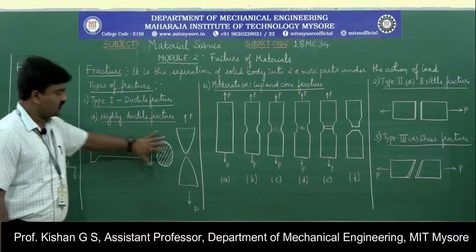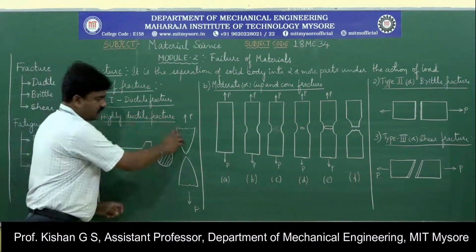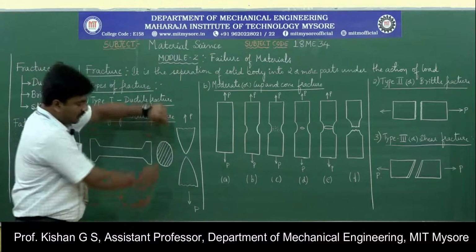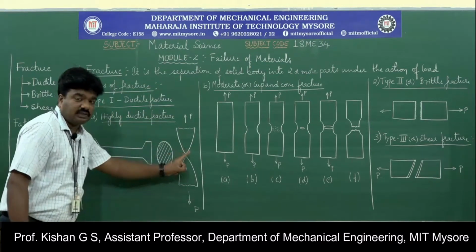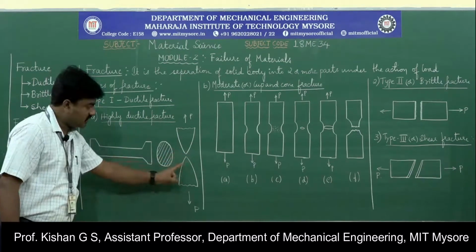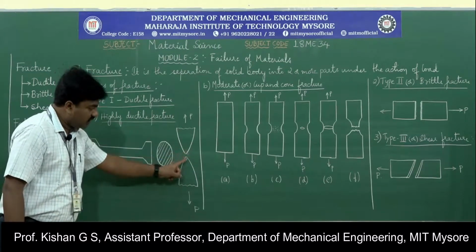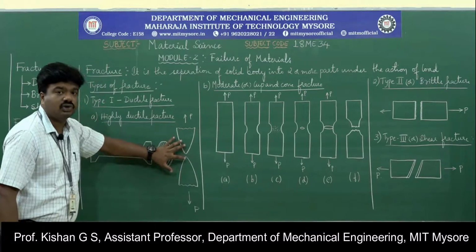So you can observe in this figure here, so this represents continuity. So upon application of loading, there is one particular point wherein the 100% reduction in the cross area is seen, wherein which the material gets separated into two pieces.